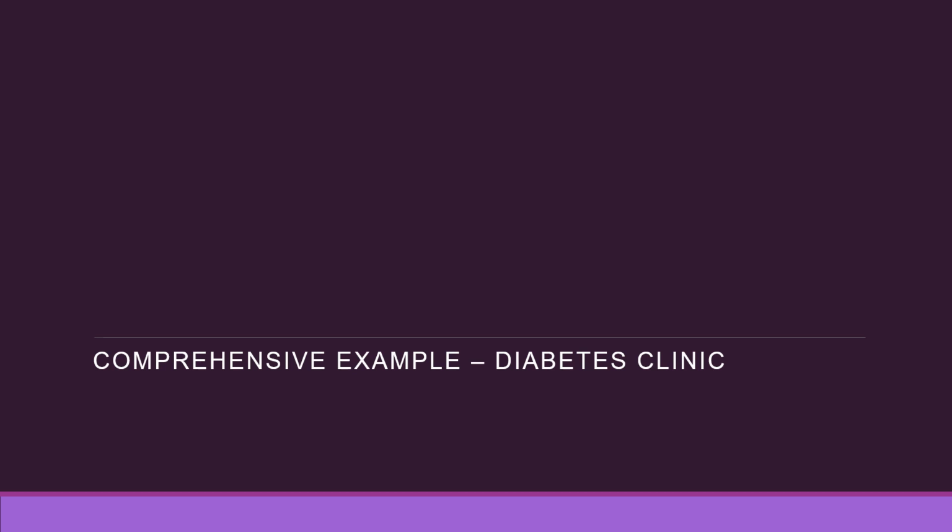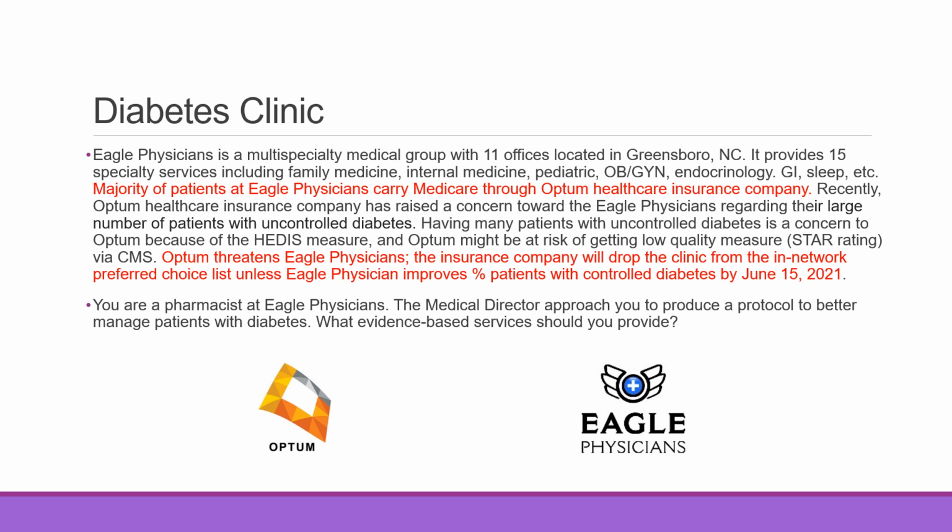So we're going to look at a little bit more comprehensive example in relation to the diabetes clinic. So we have this problem, Diabetes Clinic. Eagle Physician is a multidisciplinary medical group with 11 offices located in Greensboro, North Carolina. This physician group provides 15 specialty services, including family medicine, internal medicine, pediatric, OBGYN, endocrinology, GI, sleep, and many others.